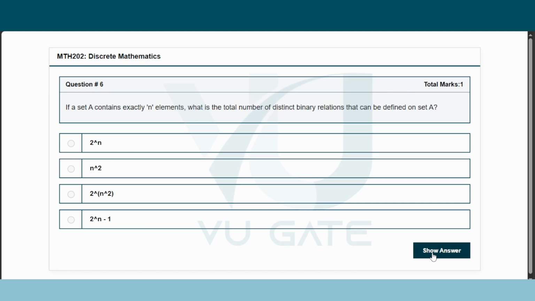Question number 6. If a set A contains exactly n elements, what is the total number of distinct binary relations that can be defined on set A? The correct answer is 2 raised to the power of n squared.